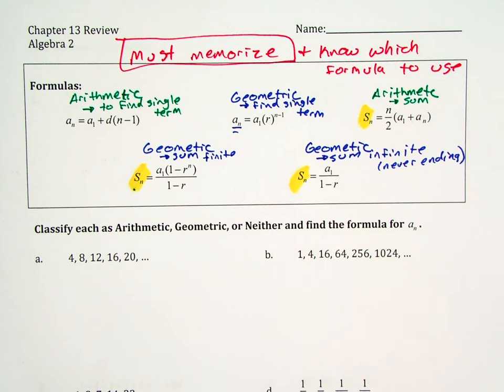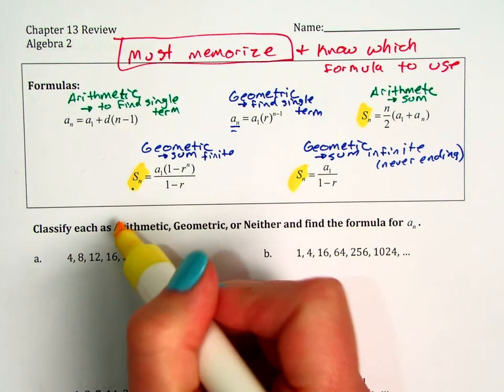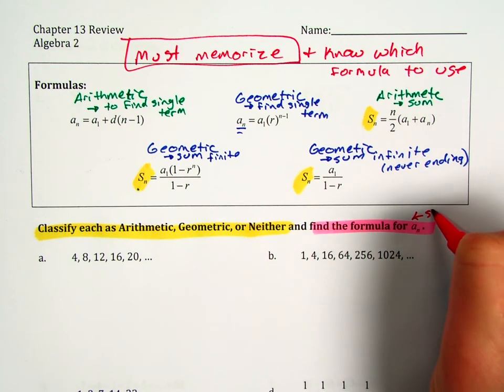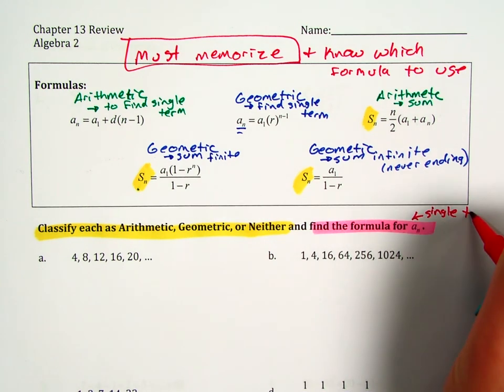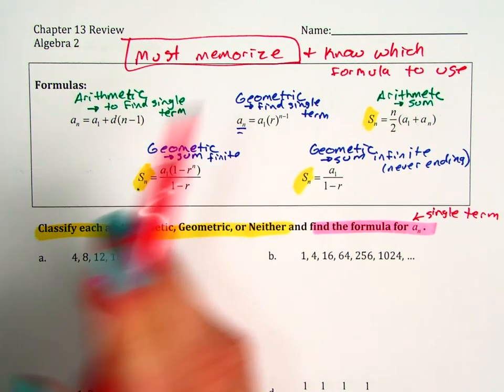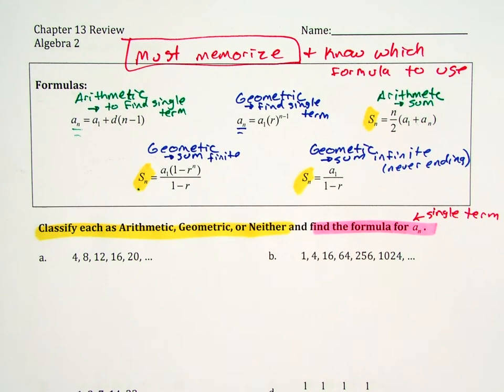Okay, so as we go through these problems, you're going to have to identify, is it arithmetic or geometric? And then, is it for a sum or just a single term? So looking at the bottom, it says classify each as arithmetic, geometric, or neither. And then there's a second step saying to find the formula for A sub n. So if we're trying to find the formula for A sub n, this is for a single term. So we don't even have to worry about the sums in this one. All we care about are these two, because these are the ones that help us find a single term.